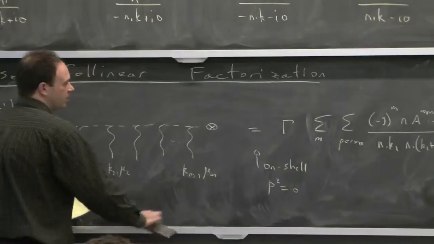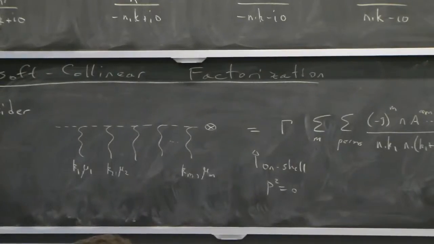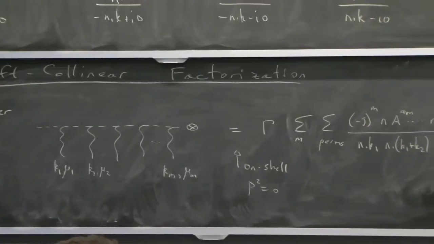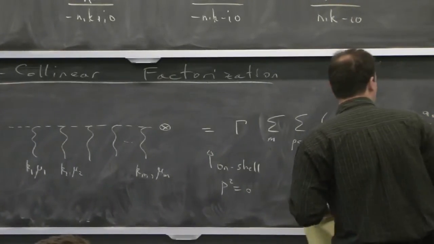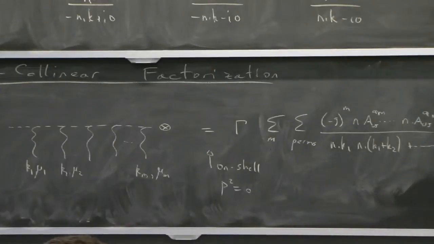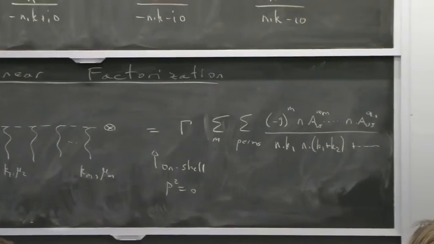So if you think about what this is, it's just a Wilson line. It's not the same Wilson line that we were talking about before. This Wilson line is built from ultrasoft fields, not collinear fields. And it doesn't even point in the same direction. It points in the n direction, not the n bar direction. But it is a Wilson line.